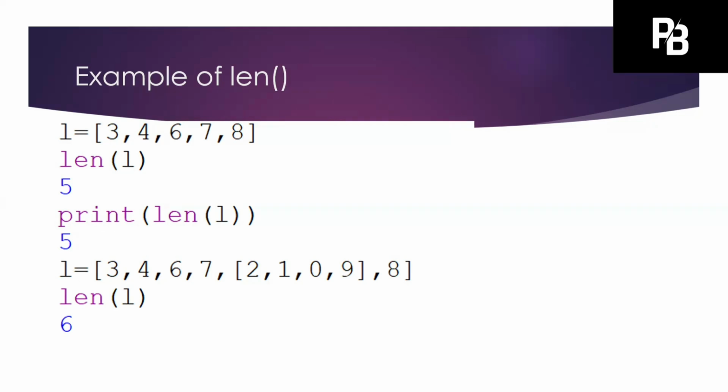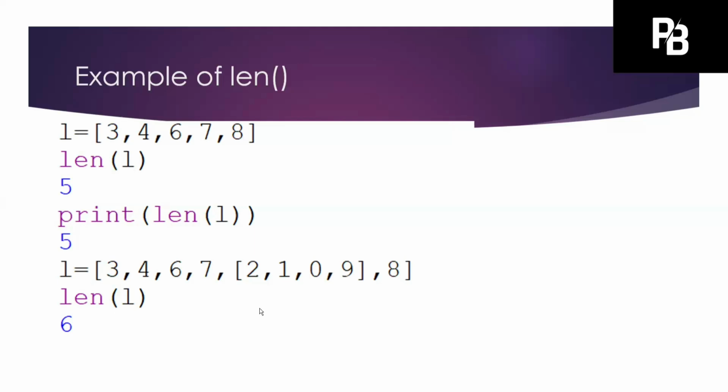Next, I have a student list. This is my nested one. Nested list means a list within a list. You can see there is a sublist here, so this is considered as one. This complete part is considered as 1. So you see 1, 2, 3, 4, 5 and 6. That's why the length is 6 here. So this is the basic concept of length.